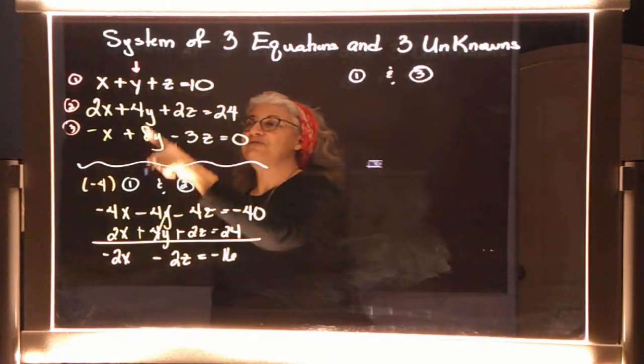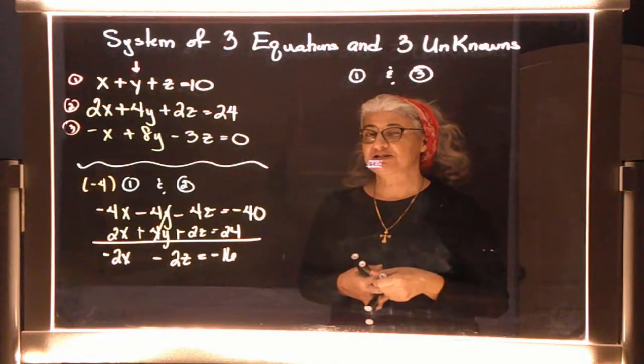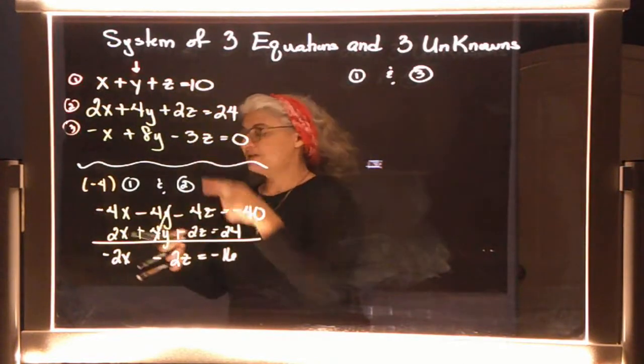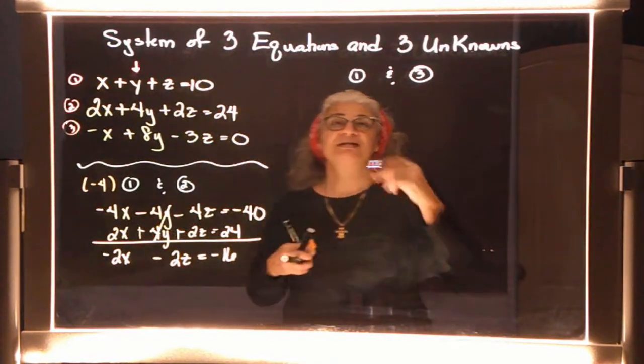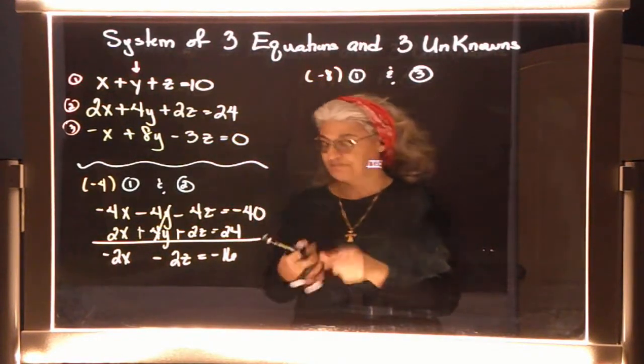and I need the coefficient of the y to be exactly the same. Yeah, so what are you going to do? Good, equation 1 needs to get multiplied by a -8. All right, let's see what this looks like.